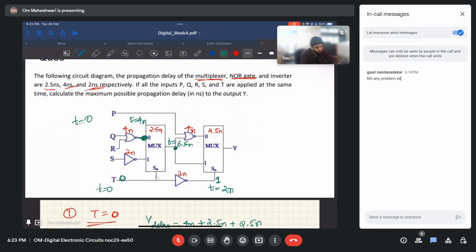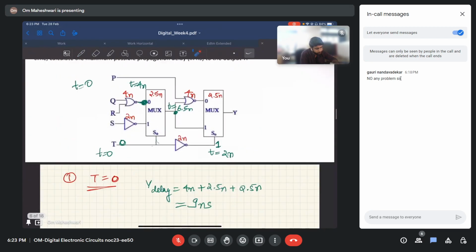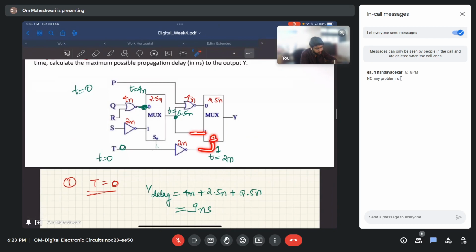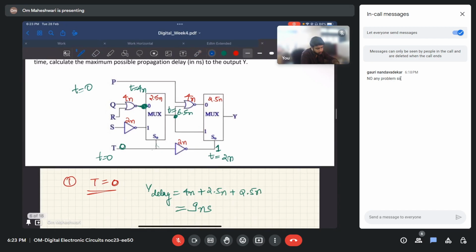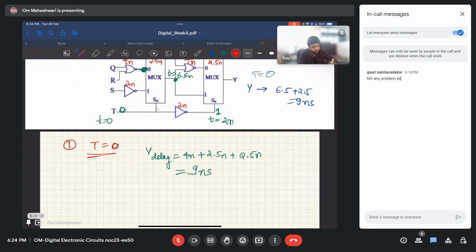Now already at t equal to 2, this select here is 1, so this select line will turn this input line on. So as soon as this 6.5n comes, this will go in here, and after 2.5n delay, we will get this output y. So we will get this output at y at 6.5 plus 2.5 equals to 9n when t equals to 0. Okay. Now let us see for t equals to 1.